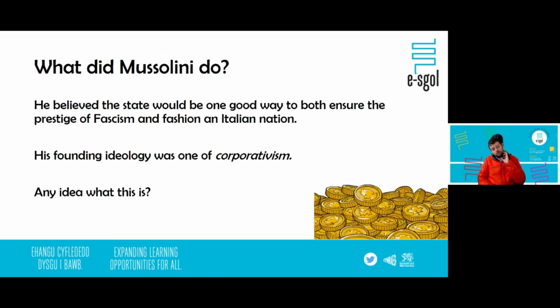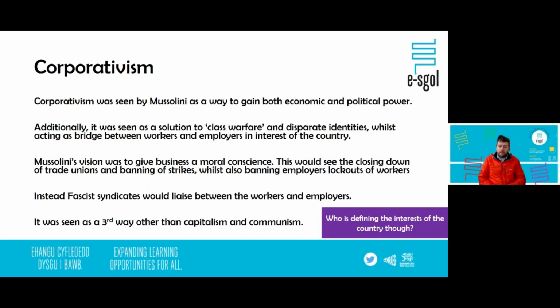So what did Mussolini do? Well, he believed that the state would be one good way to both ensure the prestige of fascism and fashion an Italian nation, to make that Italy of the hearts. And his founding ideology was one of corporativism. Mussolini saw it as a way to gain both economic and political power. It was seen as a solution to class warfare, right? Class warfare that the socialists, the communists were talking about.